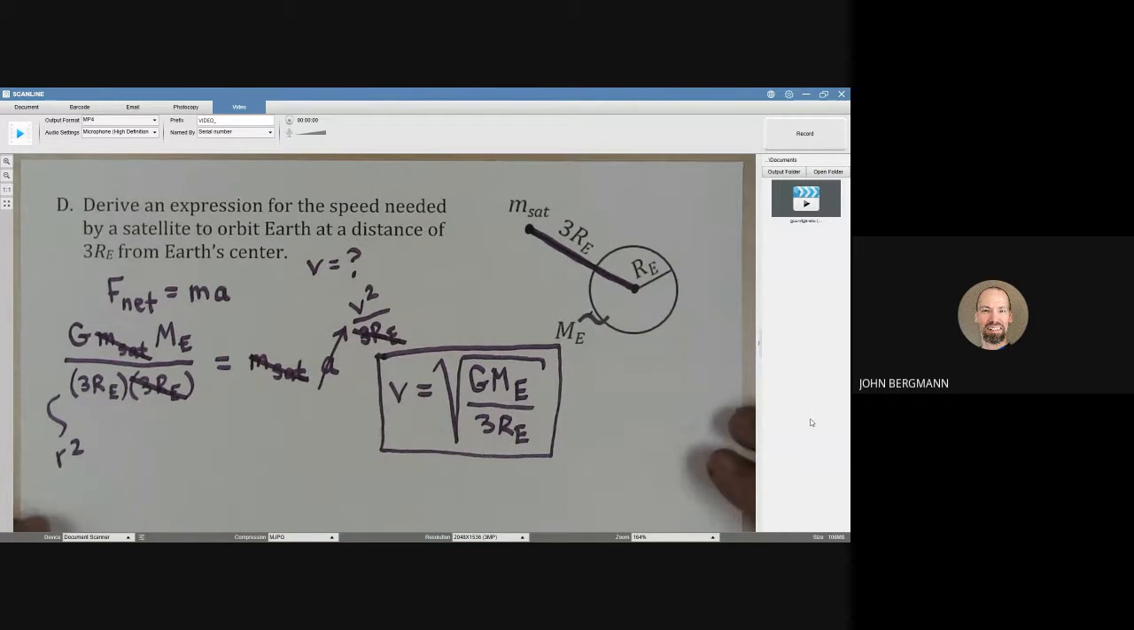And you can see by the equation that the mass of the satellite is totally irrelevant. It doesn't matter if the mass of the satellite is 100 kilograms, 2 kilograms, 10,000 kilograms. It doesn't matter. All that matters is how far away we are from the center of the Earth, the mass of the Earth, and the universal gravitational constant. That's pretty cool.